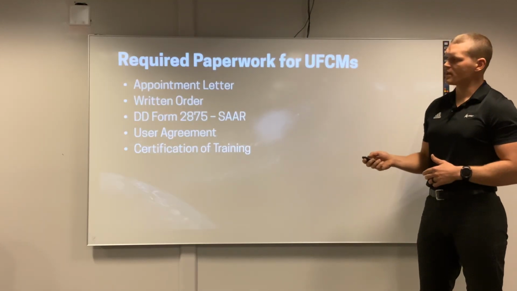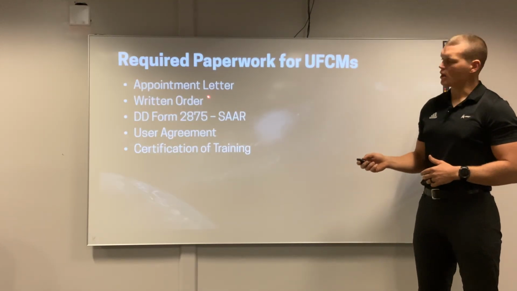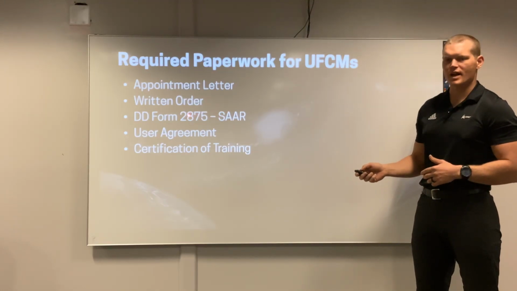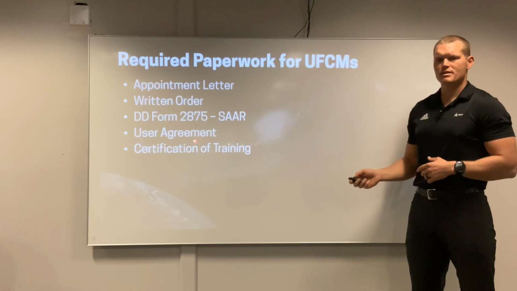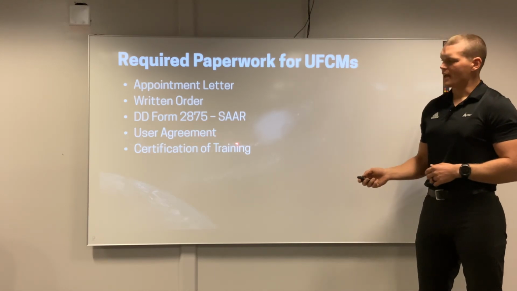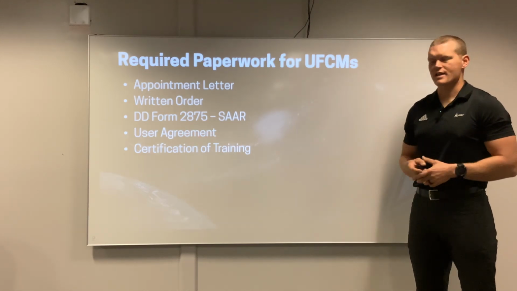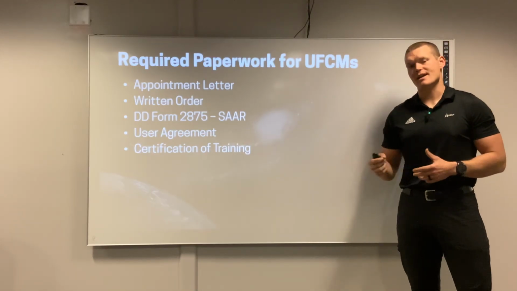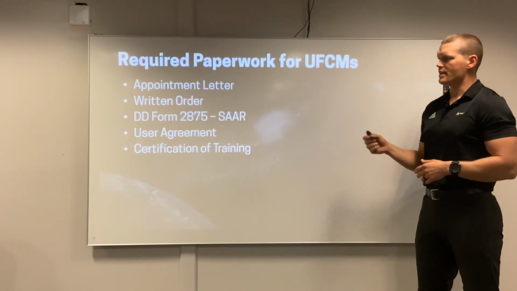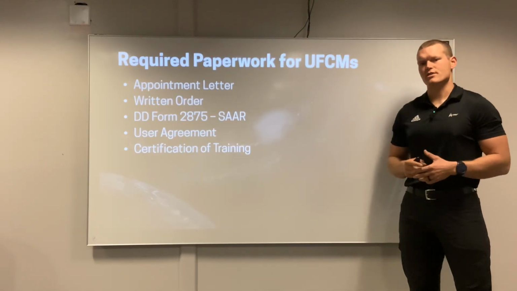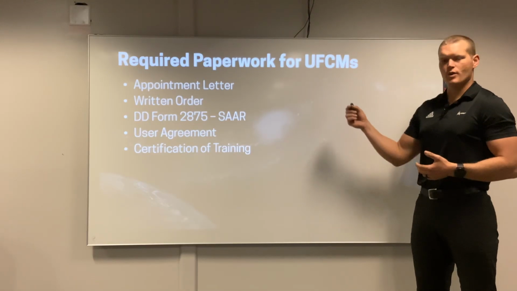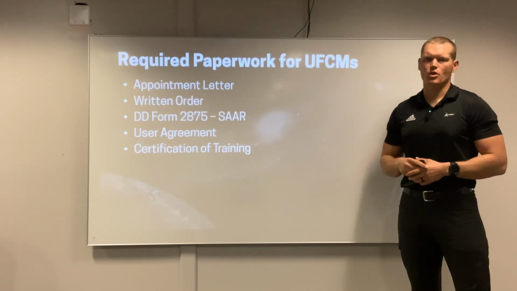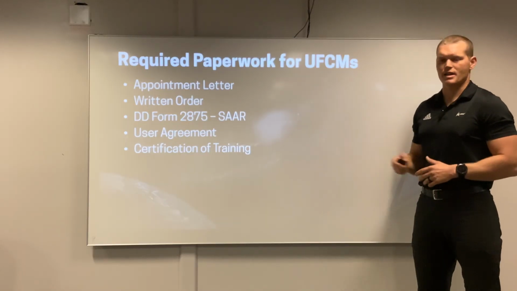For the required paperwork, that includes an appointment letter, a written order, the security access request, which is that 2875 form, the user agreement to get access to MyFitness, and then certification of training and completing this classroom. If you don't have access to these forms, they'll all be provided as a template within this classroom, in addition to a Teams group that you could be added to as well if you need to. Or if you're just watching this video, you could also reach out to your local Guarding Resilience team and gain access to any of these forms as well.